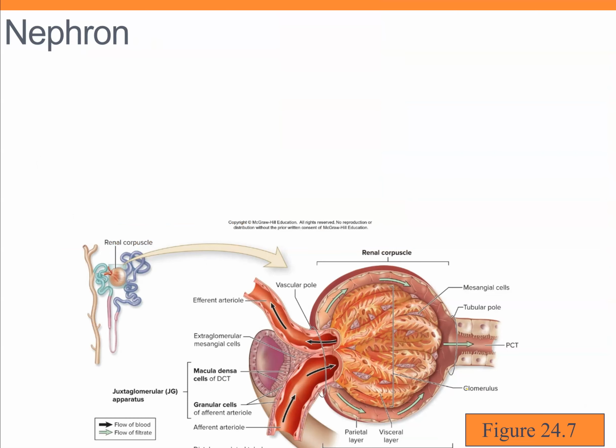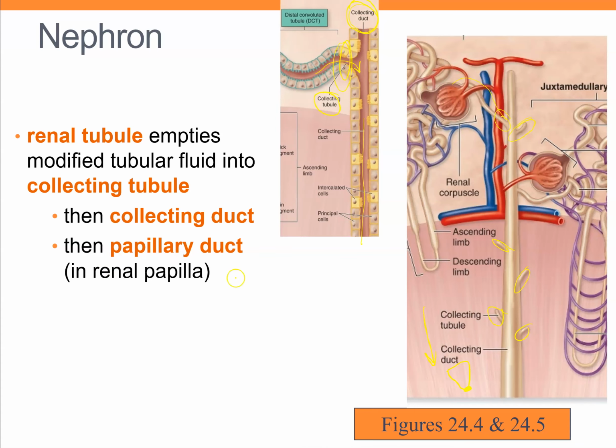And then from the papillary duct, you would empty into, let me get a different pen. Let's review. Remember, at the tip of the renal papillae, you have the minor calyx, and then the major calyx, and then the renal pelvis, and then the ureter, and then it would get to the bladder, and then it would go to the urethra. All right.